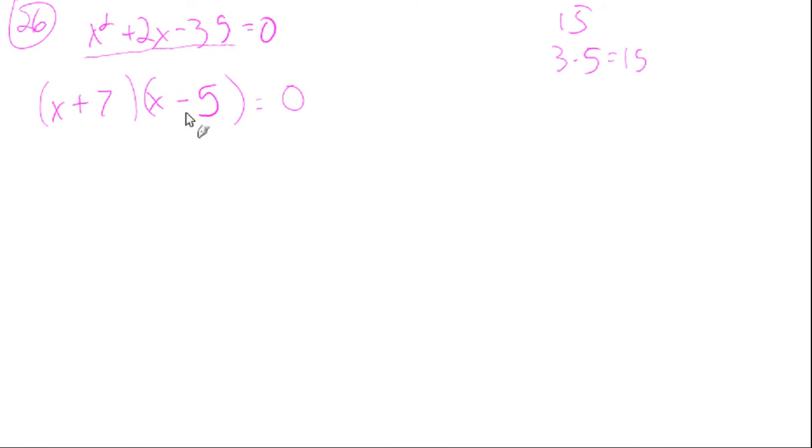One of these parentheses, one of these numbers has to be equal to 0, because when you multiply them together you get 0, and there's no way for that to happen unless one of these things is 0. So either x plus 7 equals 0, or x minus 5 equals 0. So x equals negative 7, or x equals 5. Negative 7 and 5 are both valid solutions to this equation. Either one plugged in for x will give you a 0. Try it for yourself, and you won't be disappointed.